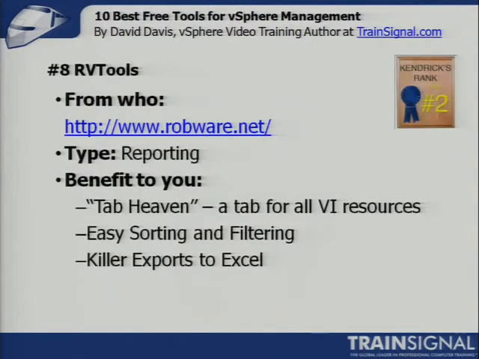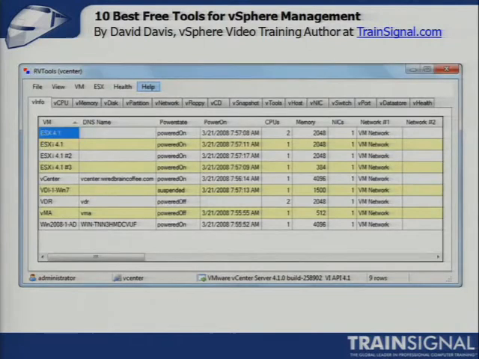Number 8 on the list comes from a website called robware.net. The tool is called RVTools, and it's a reporting tool. The first time I ran it, my immediate thought was it's tab heaven, because it's just got a tab for every type of resource in the virtual infrastructure: memory, disk, network, tools, snapshots, hosts, NICs. It's really a reporting tool, kind of like Excel, with columns across the top that you can sort and filter. It also has a really cool export feature where everything you see on all those tabs, you can press one button under File and export into a spreadsheet. So it's a really cool documentation application.